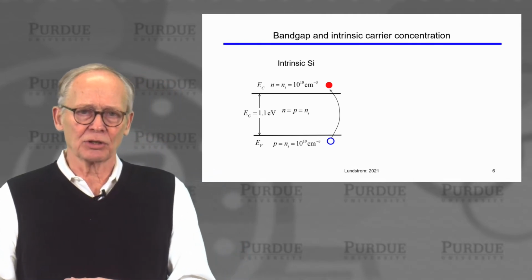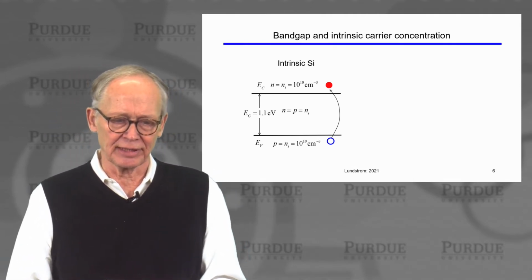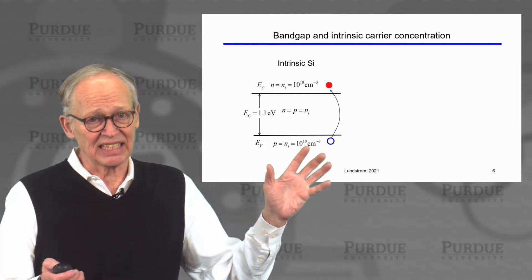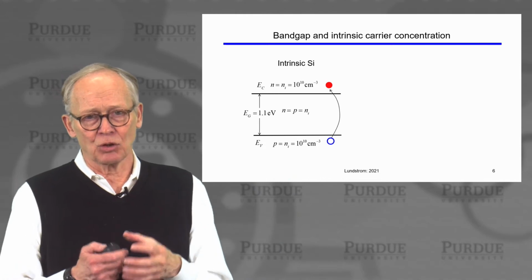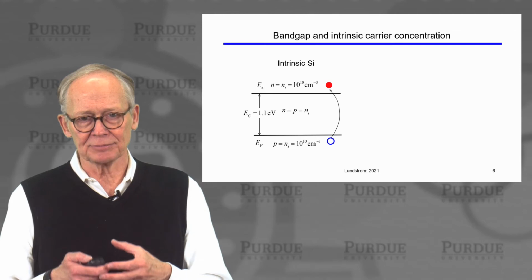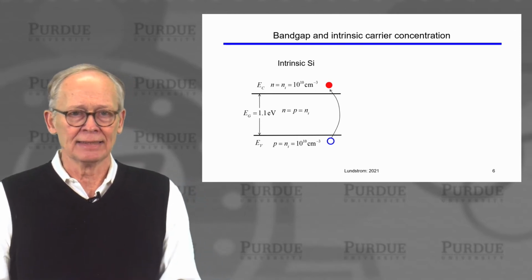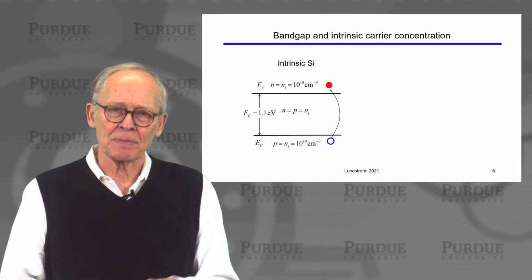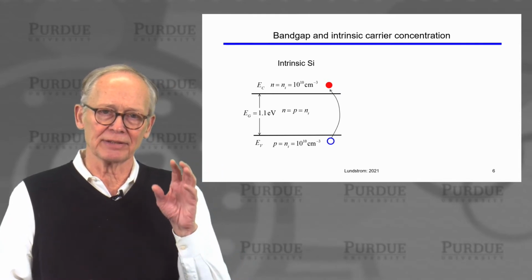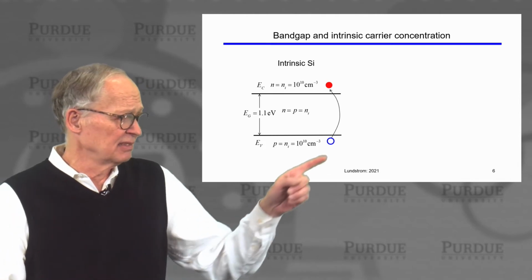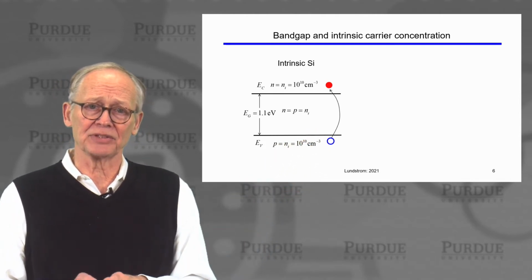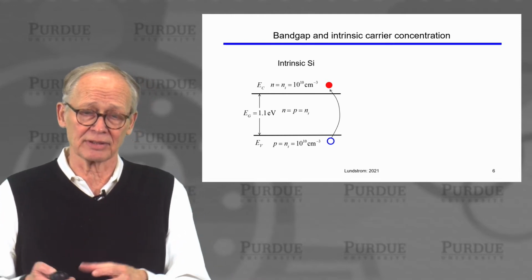So let's look a little more closely at these intrinsic carrier concentrations. Remember, we said there's a small probability, say at room temperature, that a covalent bond can be broken and we can generate a hole in the valence band and an electron in the conduction band. We call these intrinsic carriers. Remember, we have 5 times 10 to the 22nd atoms per cubic centimeter in a silicon crystal. 10 to the 10th may sound like a large number, but it is really a small percentage compared to the number of silicon atoms that are there.